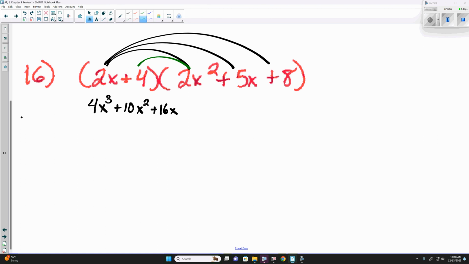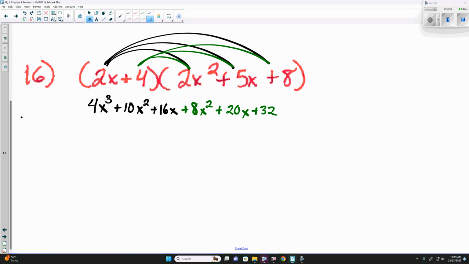Now we'll do the same thing with 4. 4 times our 2x squared, 4 times 2 is going to be 8x squared. Our 4 times 5x, 4 times 5 is going to be 20. We still have the x. And lastly, 4 times 8 is going to be plus 32.